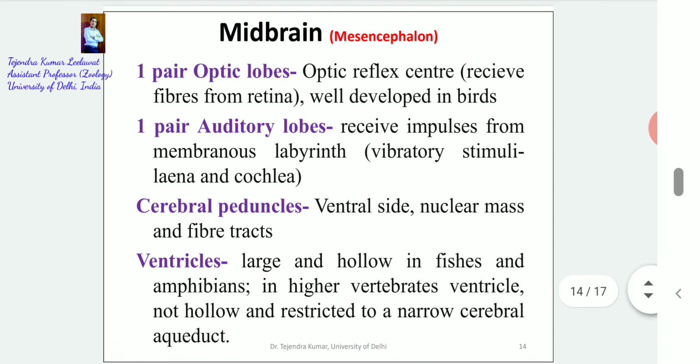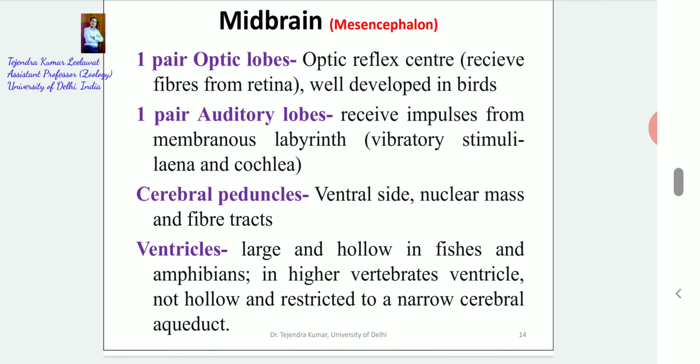One pair of auditory lobes is also present there. They receive impulses from the membranous labyrinth, meaning it is related to vibratory stimuli. Sometimes the examples I mentioned here were wrong, like lesna and cochlea. The cochlea is present in our internal ear, and it helps in hearing. So hearing and seeing are related to the midbrain.